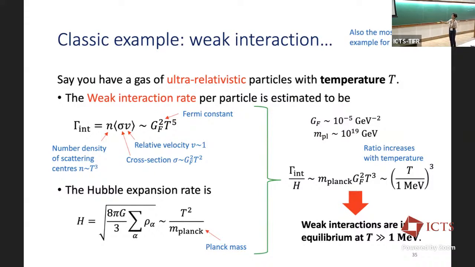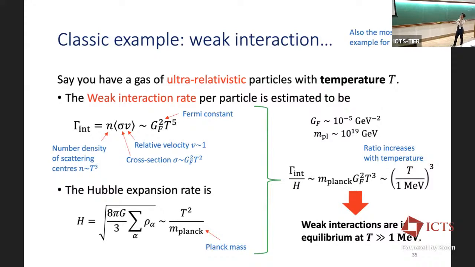Now, there's a relative velocity. That can be 1 because I'm looking at relativistic things. Last but not least, I have the number density of the scattering centers because I'm trying to estimate how a particle scatters on a bunch of stuff, okay? So this is the number density, and again, because the only scale I have is temperature, then on dimensional grounds, n has to go like T cubed. I put it all together, and what I find is that the interaction rate goes like G_F squared, and then T to the power 5. So that's my interaction rate.